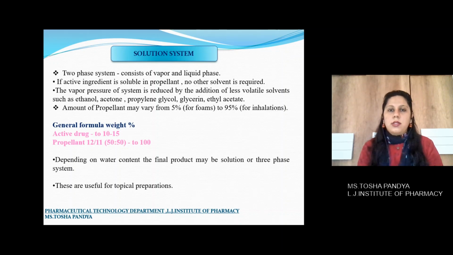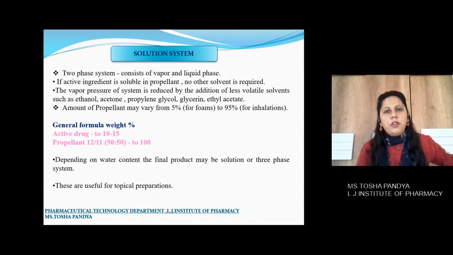So the solution system suggests the product must be in homogeneous form. It is a two-phase system which consists of a vapor phase and a liquid phase. If the active ingredient is soluble in the propellant, then you do not require any other solvent.